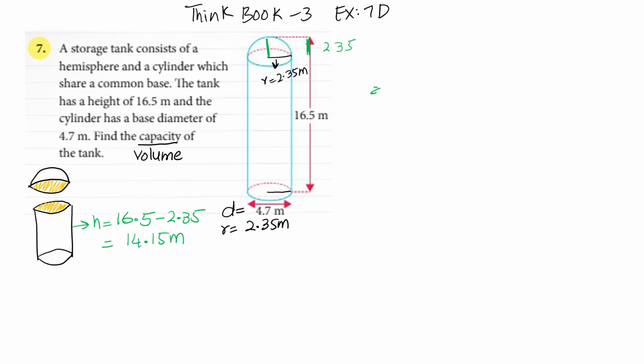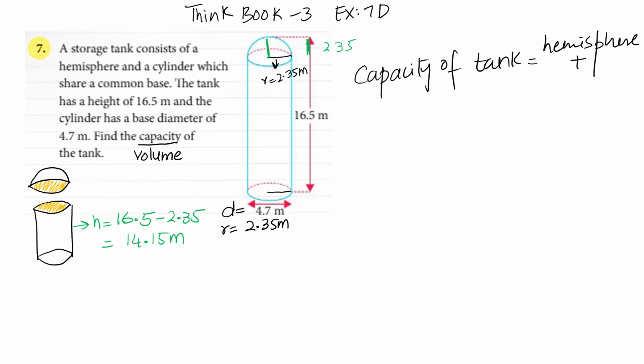Now we have to find the capacity of the whole tank. So there are two shapes. We have to find the volume of the hemisphere first and then the volume of the cylinder. The answers of both volumes will be added and then we will get the total volume, or the capacity, of the tank. Let me just start writing on the right side. Okay, so capacity of the tank, or you can write volume of the tank. Capacity of tank is equal to hemisphere plus cylinder.